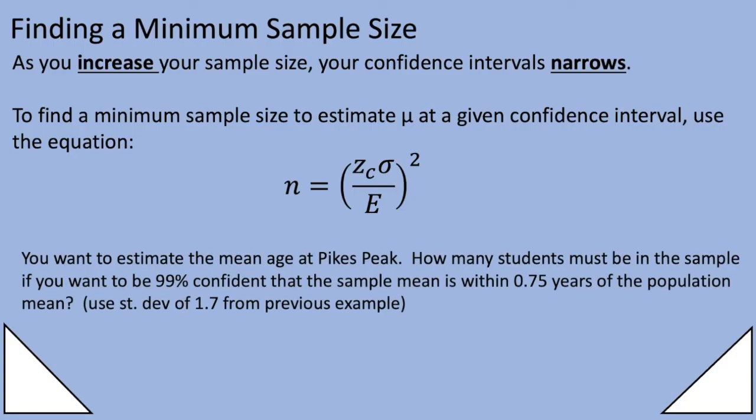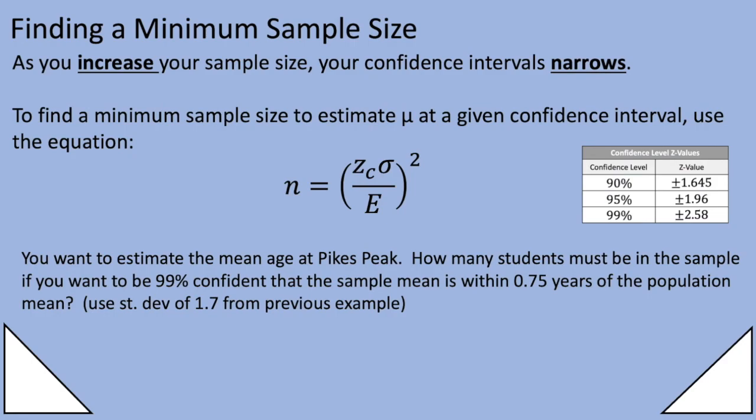So you want to estimate the mean age at Pikes Peak University. How many students must be in the sample if you want to be 99% confident that the sample mean is within 0.75 years of the population mean? And we can use that standard deviation of 1.7 from the previous example. So we'll pull up our z-values again, and we want a minimum sample size for 99%.